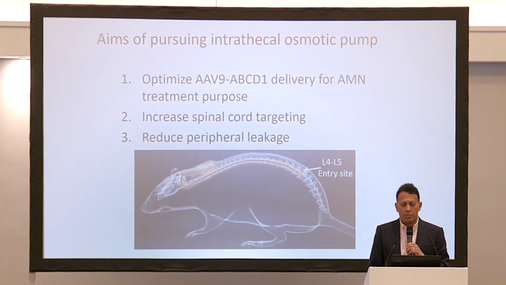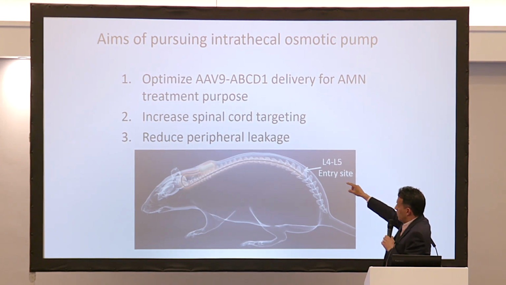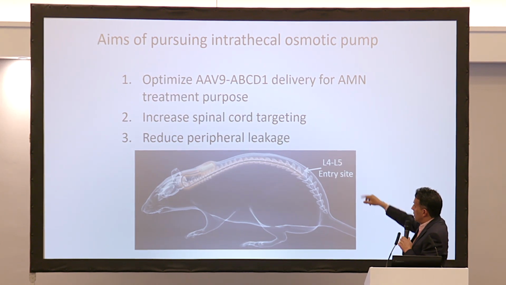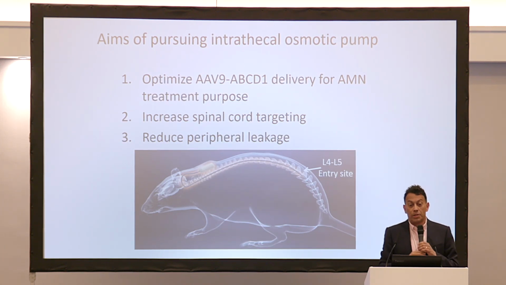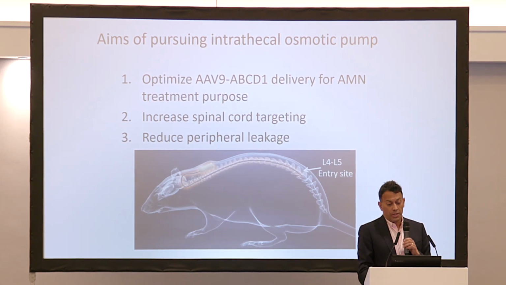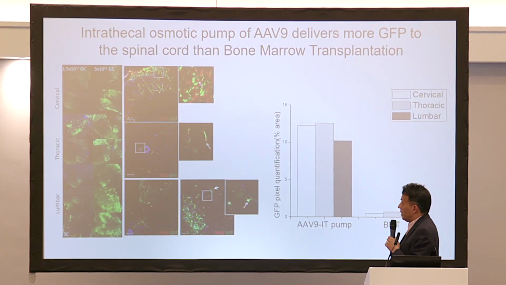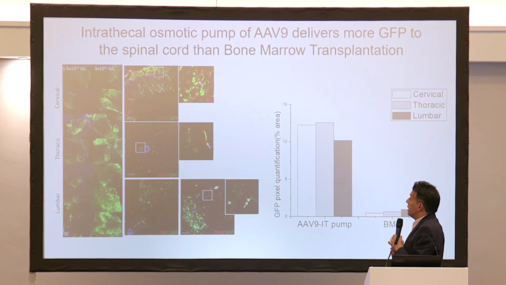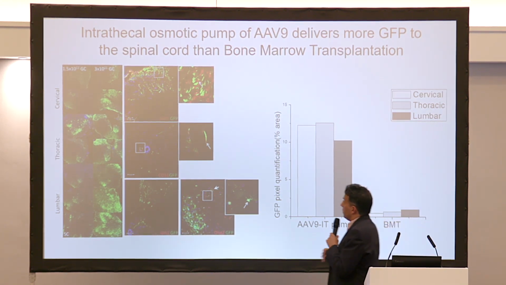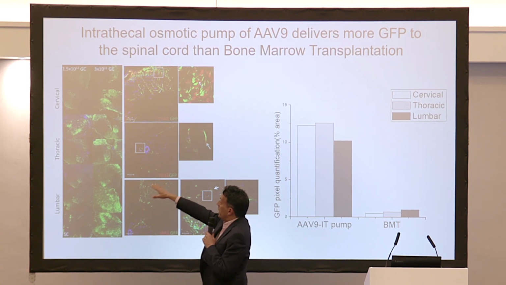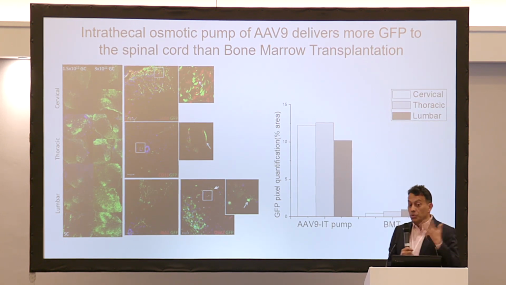We went further to develop an intrathecal osmotic pump approach. So we inserted a pump here around lumbar region L4, L5 in the mice, and we're able to optimize that delivery to spinal cord, thereby also reducing leakage into the systemic circulation. Did this work? I show here everything that's green is transduction and delivery of the gene to the spinal cord, and you can see that you get nice delivery in a dose-dependent manner. As you increase dose, there's more green, and you get into the right cell types that usually express ABCD1.